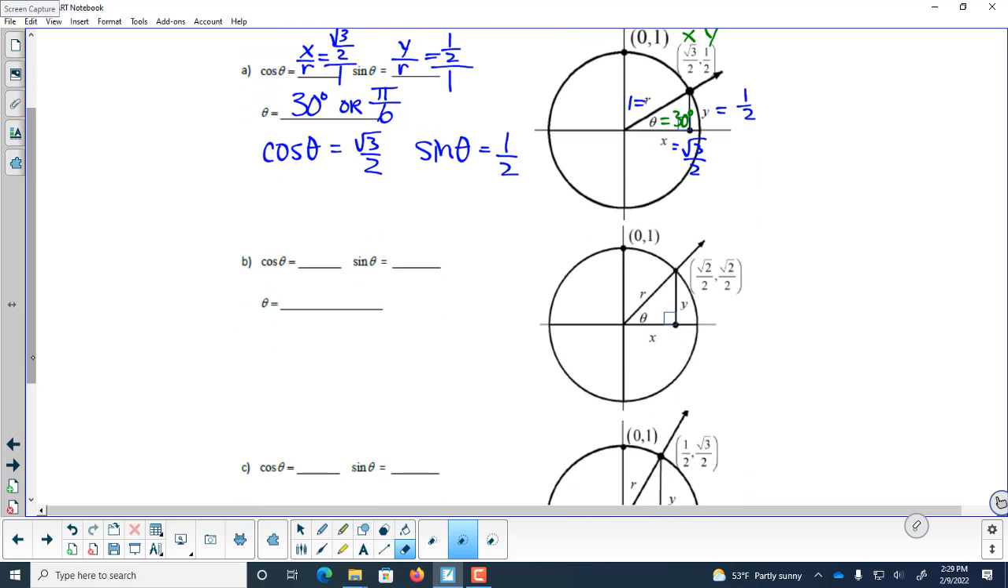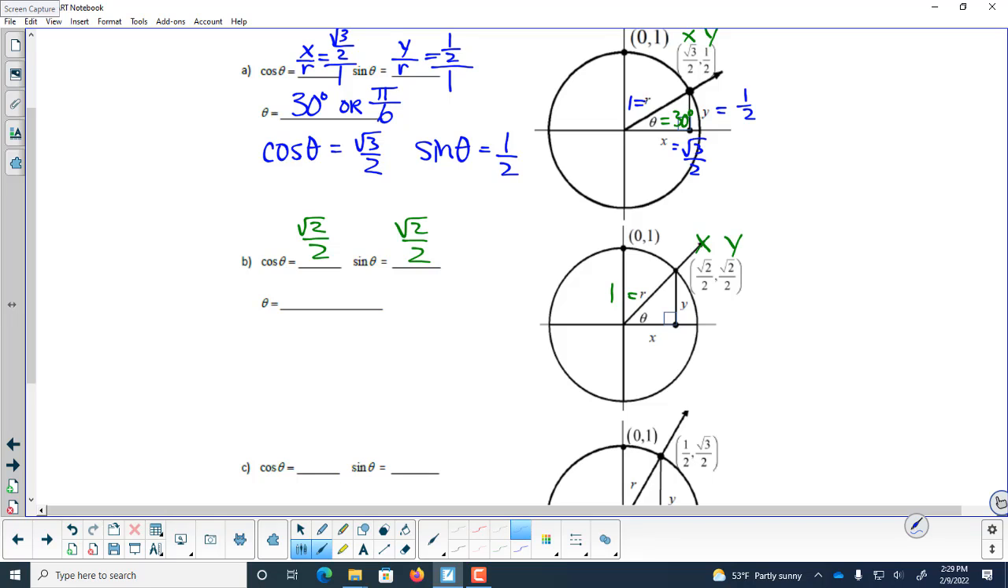Okay, so what happens here? Cosine is going to be root 2 over 2. Sine is root 2 over 2. This is x over r, or x and y. They're always over 1 because that's a circle of radius 1. So root 2 over 2 over 1 is root 2 over 2. Y over r, root 2 over 2 over 1, is also root 2 over 2.